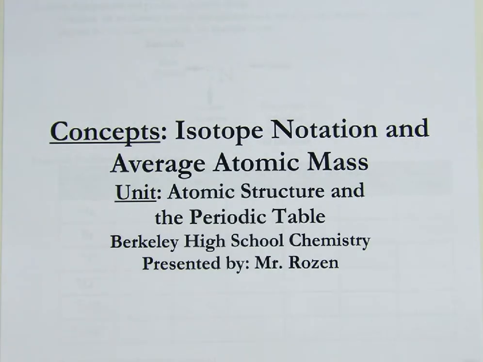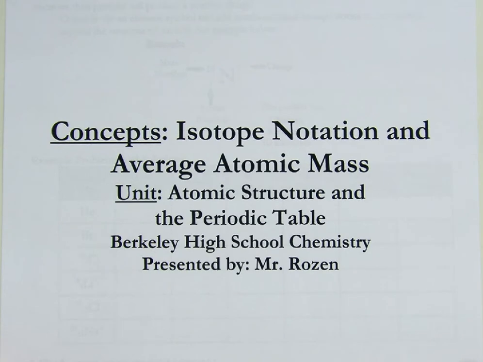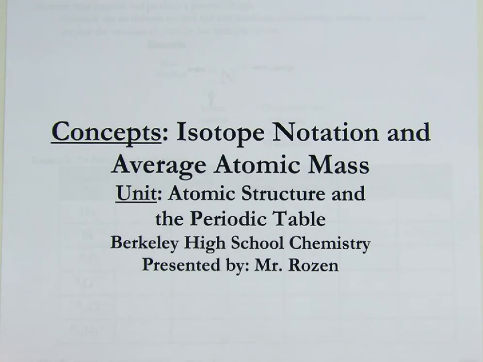Today we're going to be talking about isotope notation and average atomic mass. We're going to talk about how to calculate average atomic mass. This is in our unit exploring the parts of the atom, the subatomic particles, and structure of the atom, as well as the periodic table.